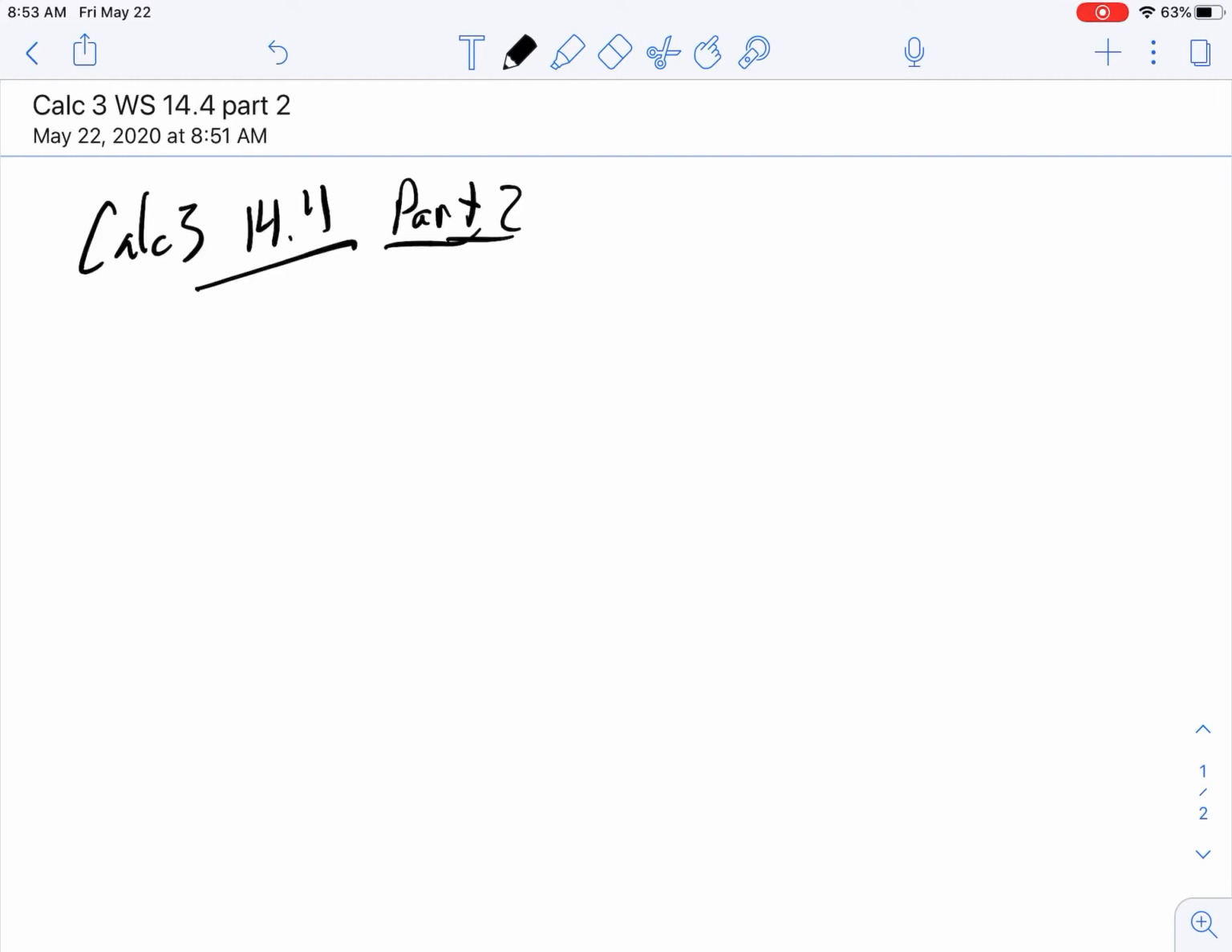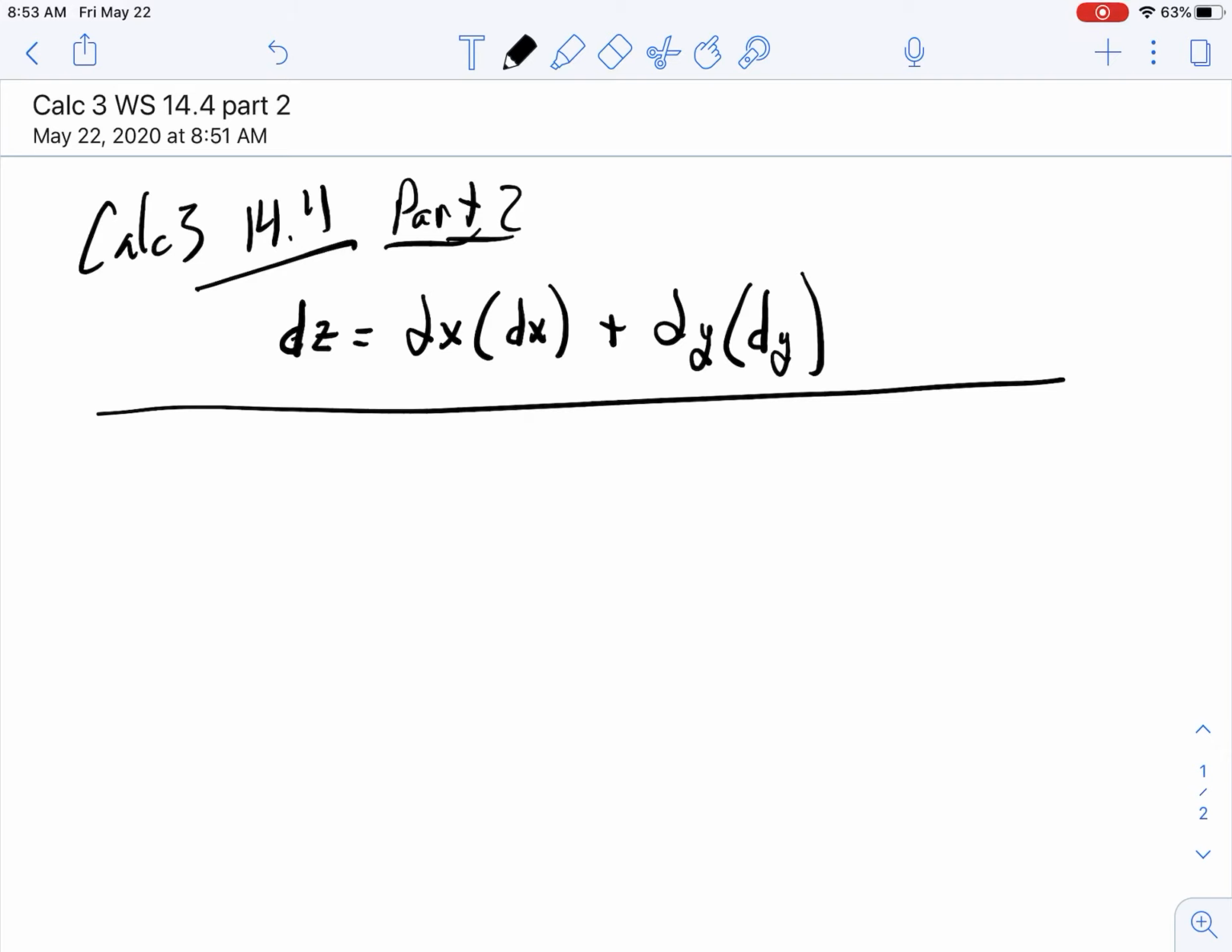So I left you at the end of the first video that dz, the differential dz, is equal to the partial derivative with respect to x times dx plus the partial derivative with respect to y times dy, to use this to approximate values. Just like I did a tangent line approximation last year, same thing. You have this scenario here. So let's do an example now.